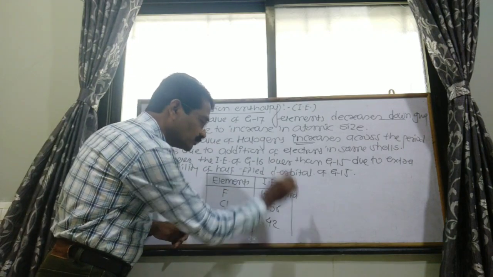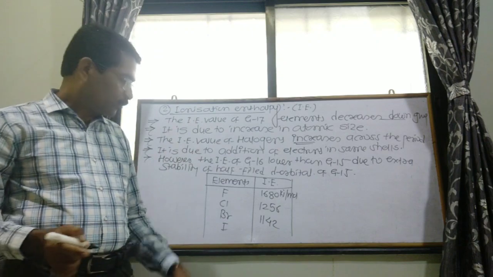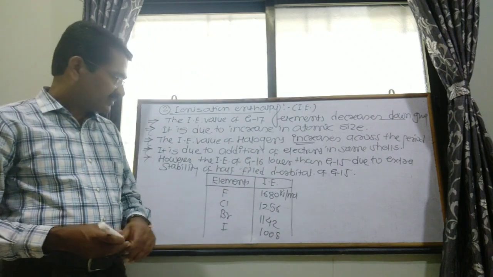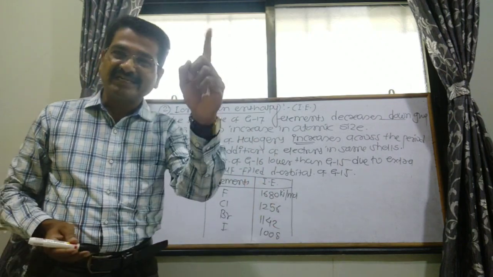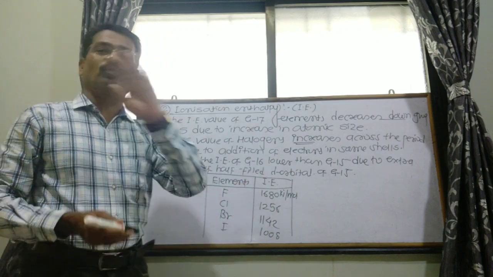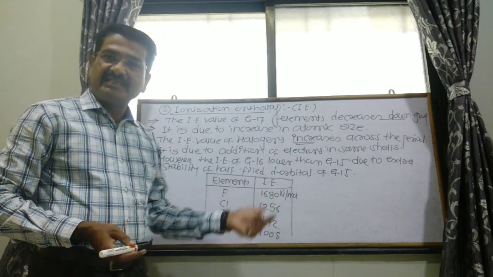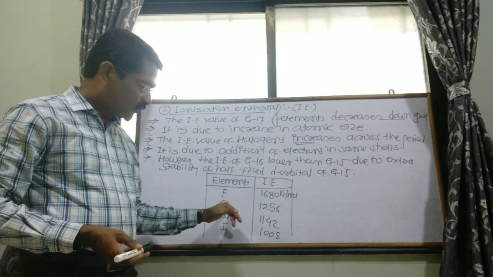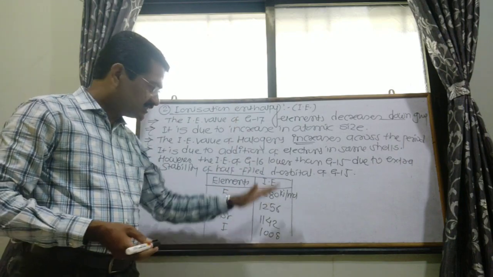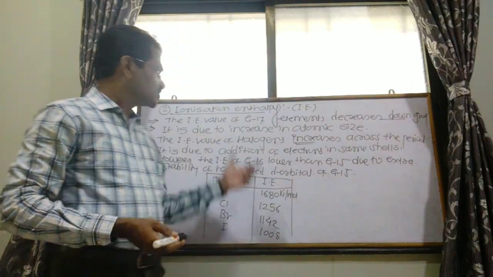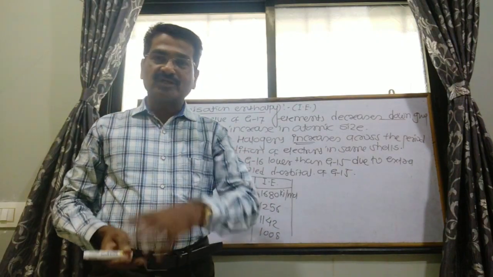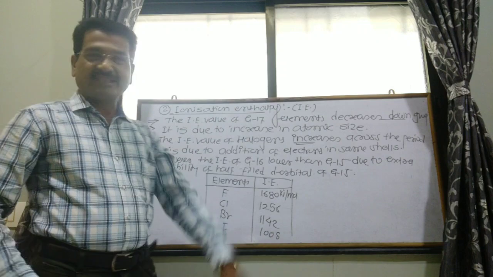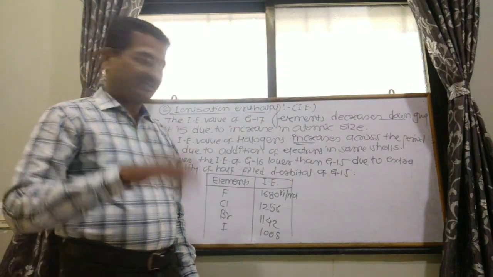Then 1142, and last, iodine, 1008. This indicates what? The ionization enthalpy decreases down the group from fluorine to iodine. It is due to increase in size. We know the atomic size of fluorine is less than that of chlorine, less than that of bromine. The atomic size increases, then ionization enthalpy decreases. So these are the points which are required for the 2 marks question: explain ionization enthalpy of G17 elements.